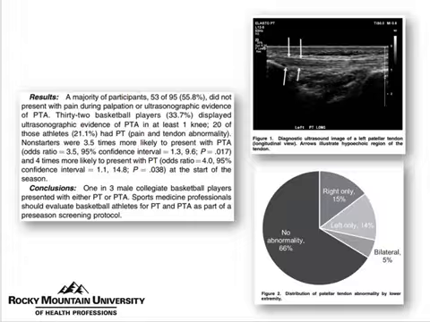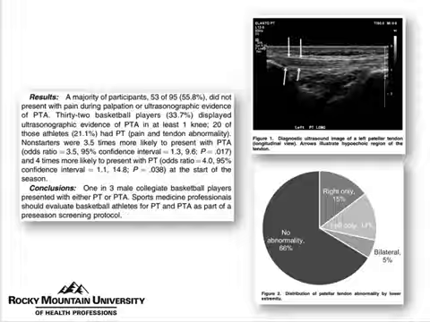So people can have these hypoechoic regions and not have pain, or they can have pain and also those hypoechoic regions. What we found, most people, 55.8%, did not present with pain during palpation or ultrasonographic evidence of patellar tendon abnormality. But some people had ultrasonographic evidence of patellar tendon abnormality, and some people had both pain and abnormality. So 1 in 3 male collegiate basketball players at the start of the season presented with either patellar tendinopathy or patellar tendon abnormality.